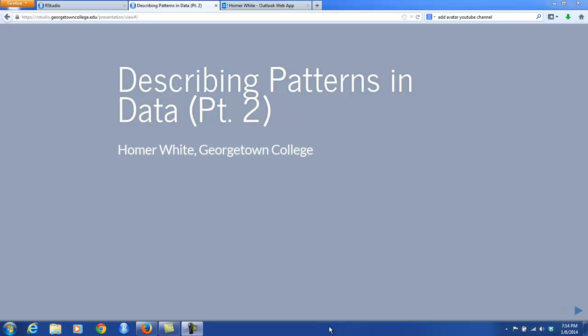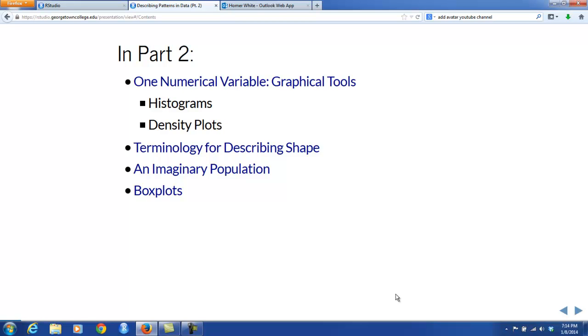This is part 2 video lecture. In the second part, we will learn a little bit more about describing the distribution of one numerical variable. We'll focus on some graphical tools for this. We'll learn about histograms and about density plots. Then we'll pull back a bit and learn some general terminology for describing the shape of a distribution.